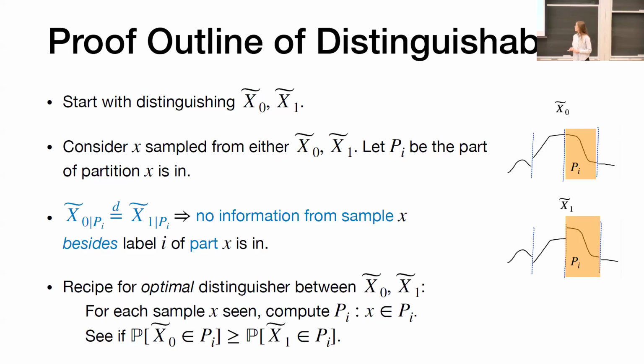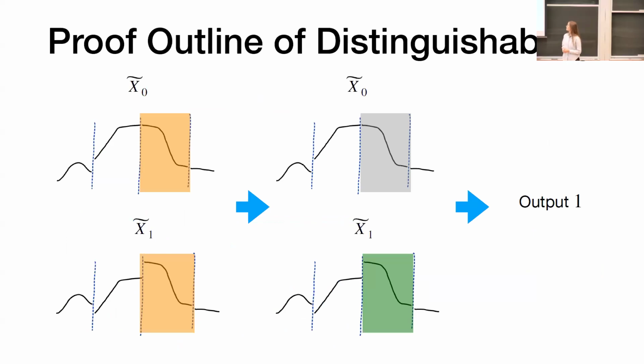For each sample seen, we compute the part of the partition that the sample's in, and we see if it's more likely to have come from the x0 tilde variable or the x1 tilde variable. And that's really the best we can do, because that's all the information we get from the sample. For example, here, when we're given a sample from this partition, the top is supposed to be gray and the bottom is green. The colors are better seen here. If we look at the mass within the bottom drawing, we see that it's greater than the mass at the top. So we output 1.